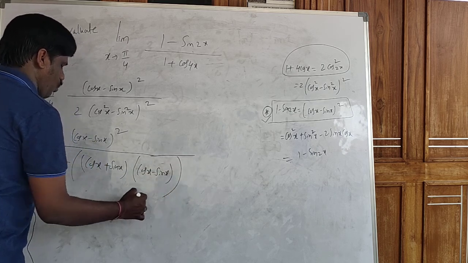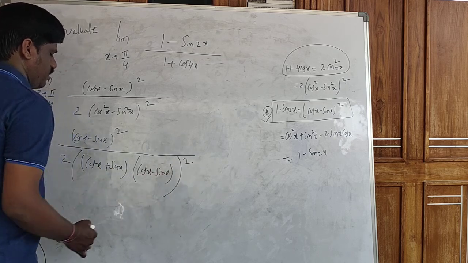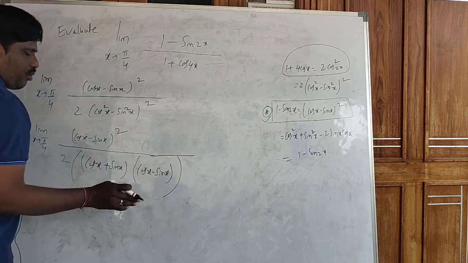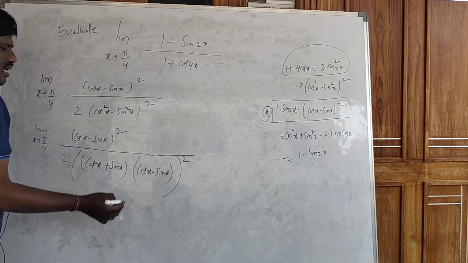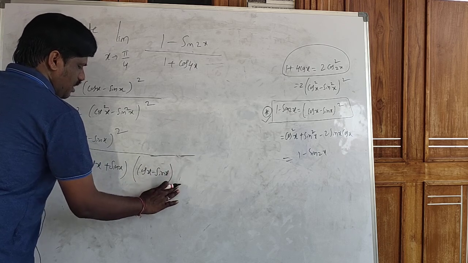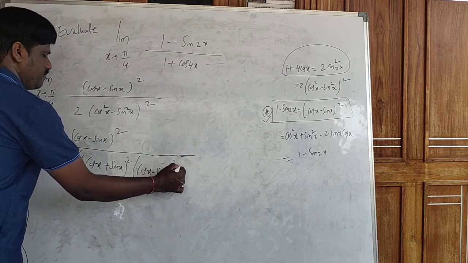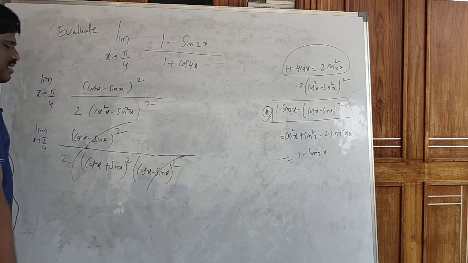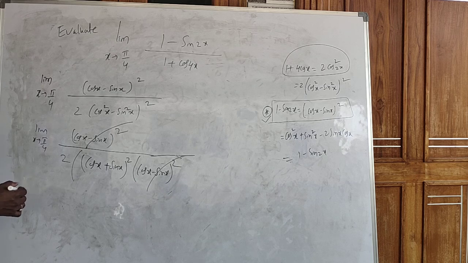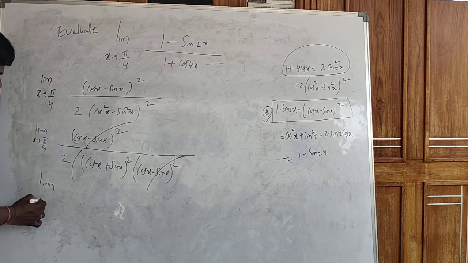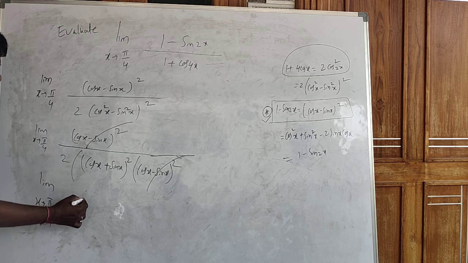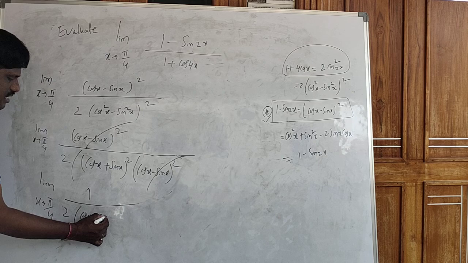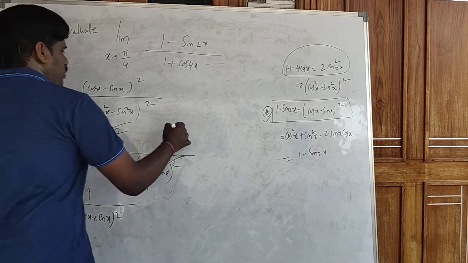So this is whole square. It means that the square I can separate to each one. So I am going to separate this one. I hope you are understanding. I am separating the square to each factor. So you can see (cos x minus sine x) whole square in the numerator and (cos x minus sine x) whole square in the denominator cancel out. So what is left here? Limit as x tends to pi by 4, you get 1 upon 2 into (cos x plus sine x) whole square. That's what you are going to get.